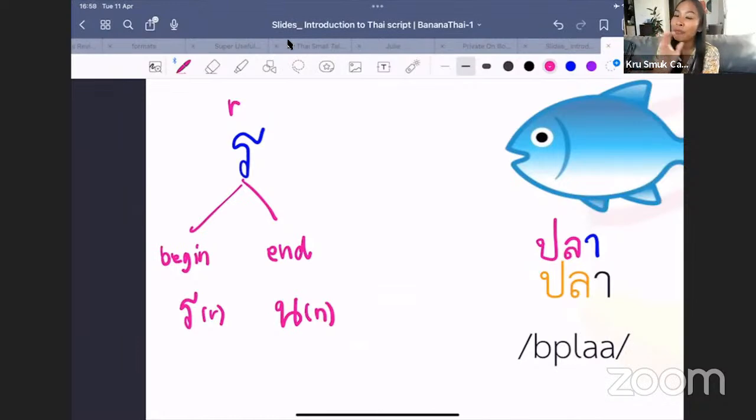The sound of the beginning and ending are sometimes different. Let me give you an example. How do you read this word? รัก, Ra. Right? But how do you read this word?